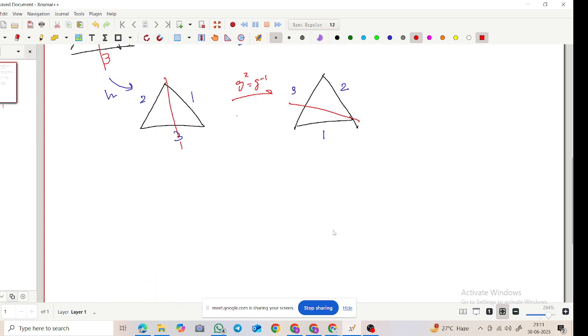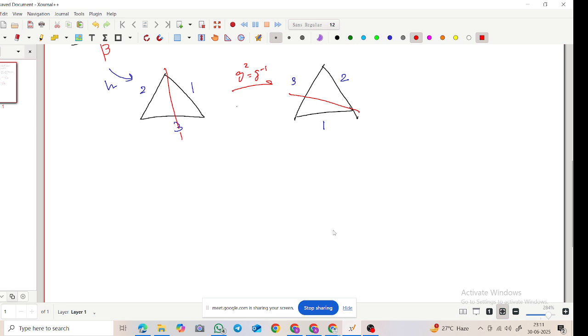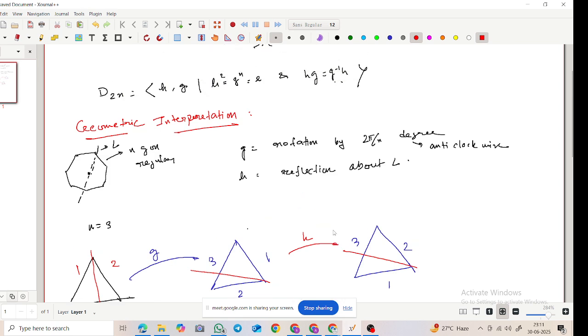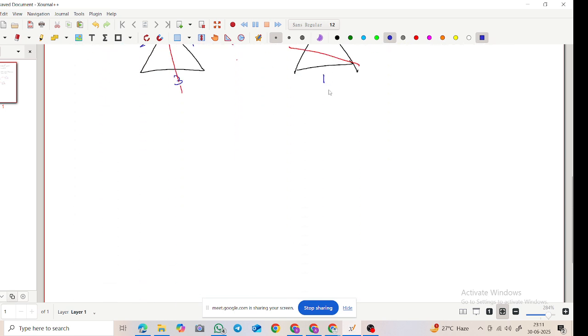So this is the geometry of the dihedral group. I will make a comment here. Clearly you can see that this is not commutative, right? Hg is not gh, right? So I will make a remark here.